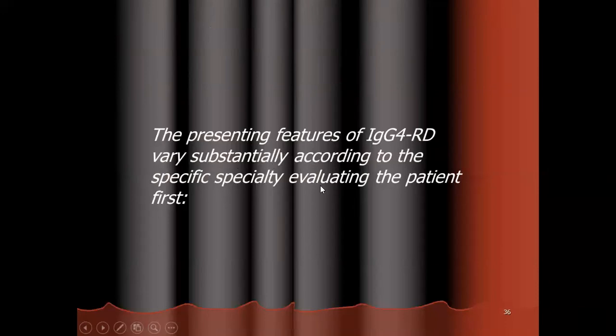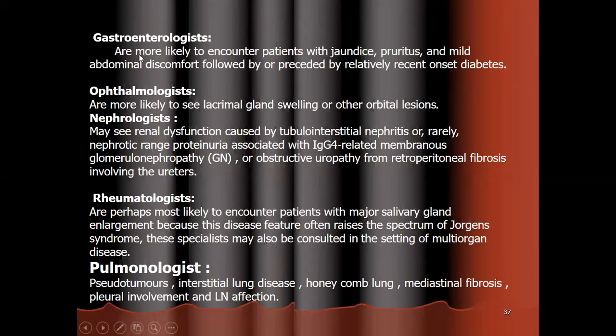The presenting features of IgG4-related disease vary substantially according to the specialty evaluating the patient first. If the patient presents to the gastroenterologists, they are more likely to encounter patients with jaundice, pruritus, and mild abdominal discomfort. That's what I mentioned a few seconds before. Severe abdominal pain is not a feature, although it is pancreatitis; pain here is not the main feature. The main feature is endocrine pancreas involvement and jaundice, followed by or preceded by relatively recent onset diabetes. So a patient presents with diabetes, and a few weeks or months later, unexplained jaundice, or the reverse, jaundice and a few weeks or months later diabetes, it should be in mind.